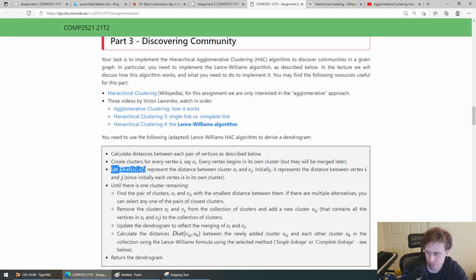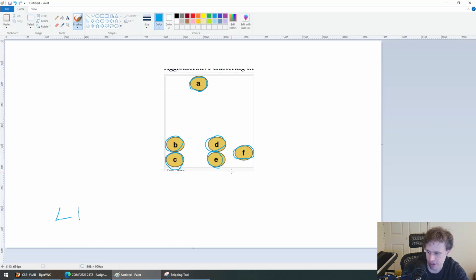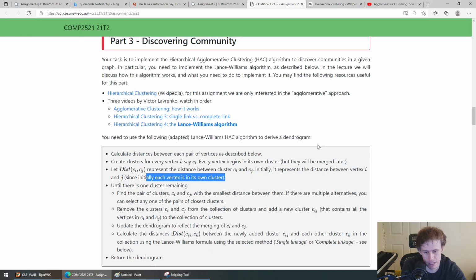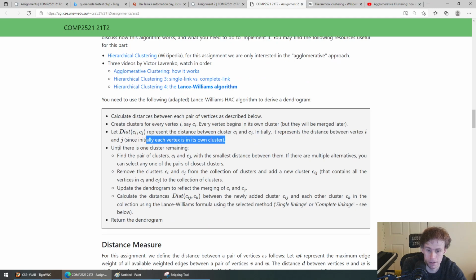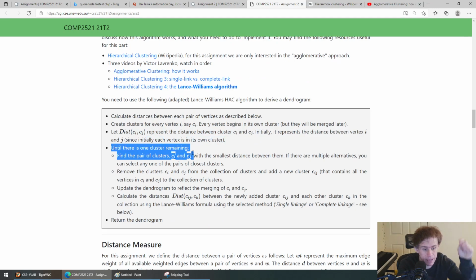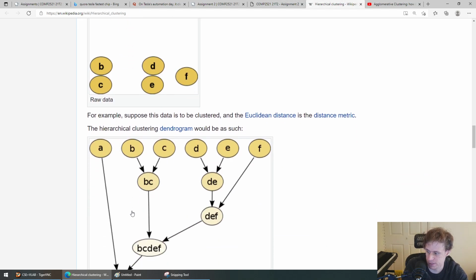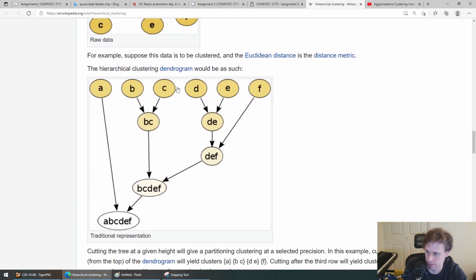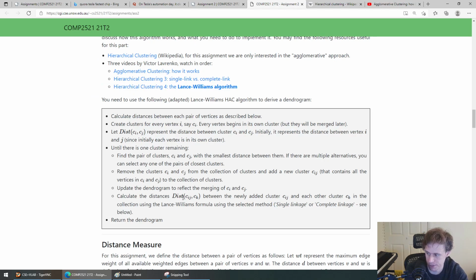So we let the distance between two clusters represent the distance between two nodes. Yes, that makes sense. So if I want to say what's the distance between these two clusters, that's all that really means. That's just a mathematical description of it. And then we keep applying this algorithm until there's only one cluster remaining, which is essentially what this is here, right? We keep applying it until there's only one cluster remaining.